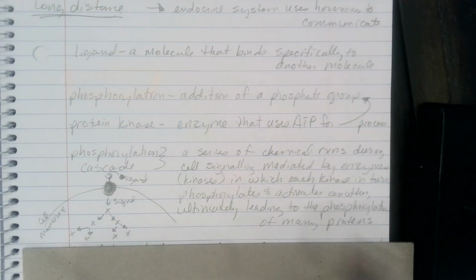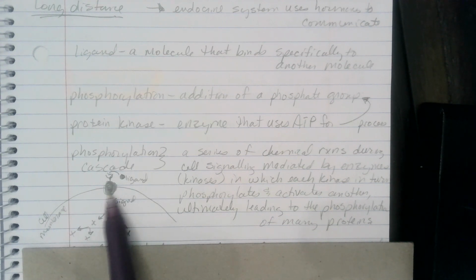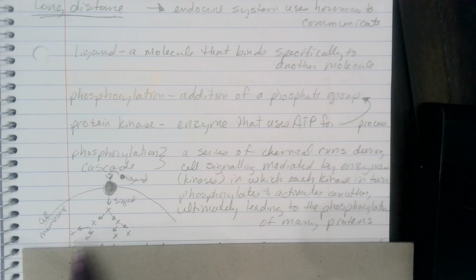So here's my little picture. This line represents the cell membrane, so outside the cell, inside the cell. I have a receptor that's embedded in my cell membrane. I have a ligand, a molecule that is only specifically going to attach to this embedded protein. The ligand attaches to the receptor, and that causes a signal to be sent inside the cell. It activates this kinase, which activates those, which activate those, and it causes that signal to multiply within the cell.